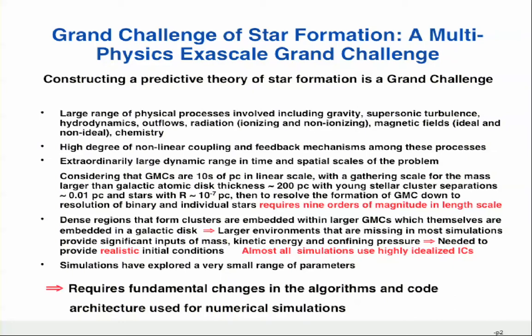If you consider for a moment that the giant molecular clouds, which are the birthplaces of star formation, are themselves tens of parsecs in linear scale, and they have a gathering scale for the mass to produce them that's on the order of or larger than the galactic atomic radius, which is on the order of 200 parsecs up to a kiloparsec in the interstellar medium, with young clusters that have separations on the order of about 10 to the minus 2 parsecs, down to stars that are 10 to the minus 7 parsecs. You have to basically solve this collection of physics, highly coupled, across 9 orders of magnitude in length scale.